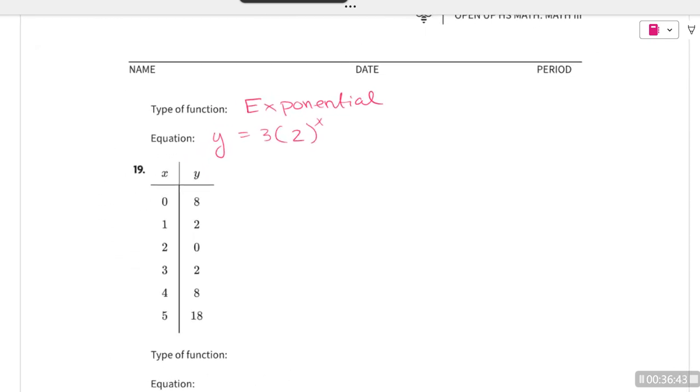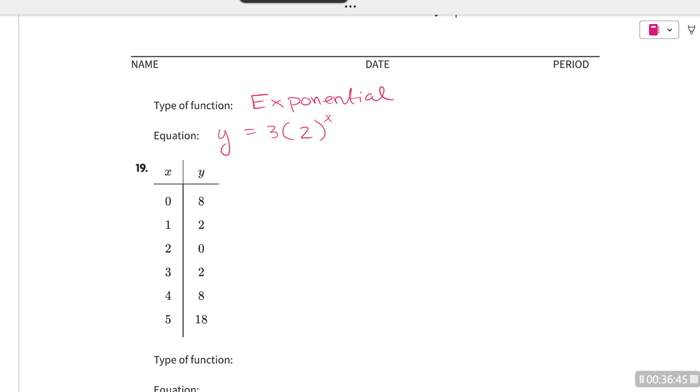Okay, question 19. So again, let's check for linear first. Are we going up or down by a constant number? So 8 to 2, that's a decrease of 6. And then a decrease of 2, so it's definitely not linear because we don't see that 6 again.